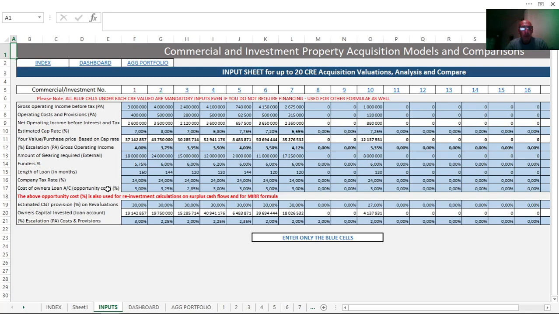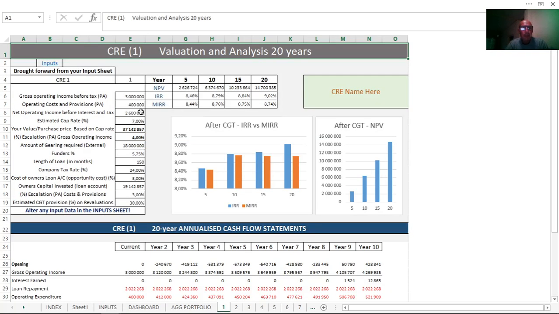As we know, no loans are free. Estimated capital gains tax provision, depending which state you're operating out of or where the property is situated. Percentage escalation costs and provisions. So once you've inputted these basic fields, you might do it for a couple of properties that you're interested in or interested in assessing. You can then go straight to the property itself.